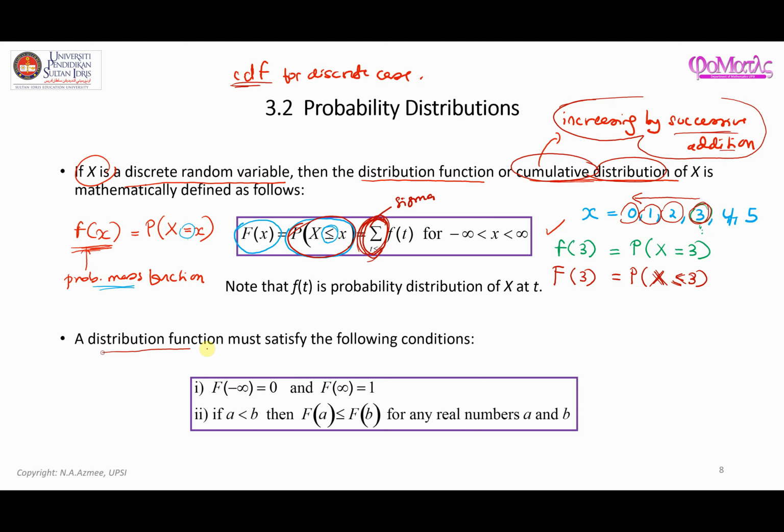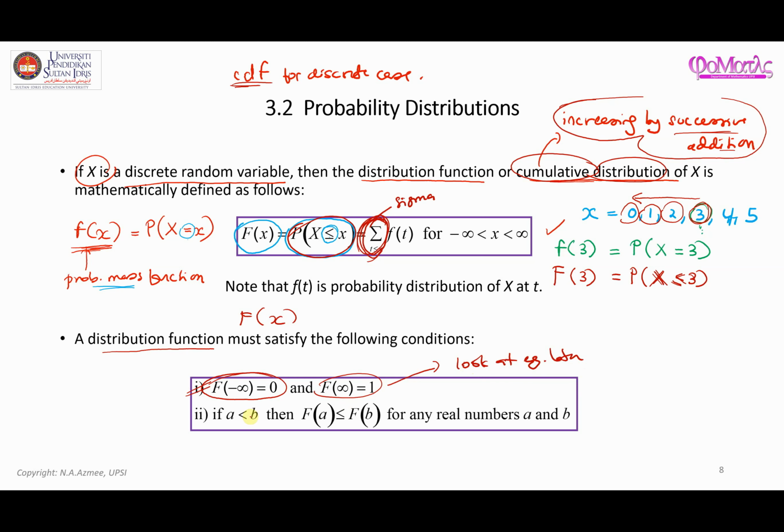Now, to be a distribution function, this big Fx must satisfy the following conditions. The first one: the value of the cumulative distribution function as you approach negative infinity is going to be 0, and as you approach positive infinity, this one is 1. I think this will be better explained through an example later on. Maybe we can look at an example later in order to understand what it means.